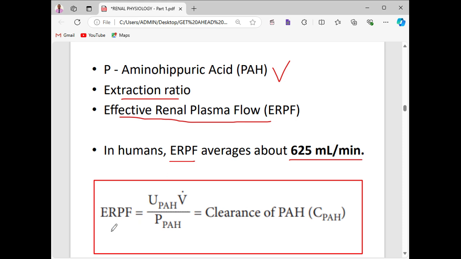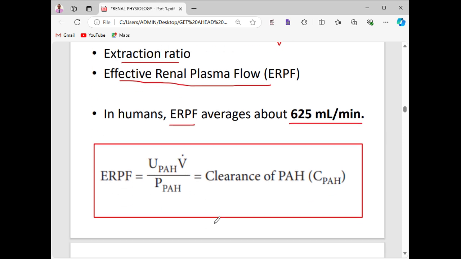If you want to calculate effective renal plasma flow, this is the formula that you use. This U stands for urine PAH, then this is the urine flow rate, and then you have the plasma PAH, just like this one. What you get, you can term as the clearance of PAH.